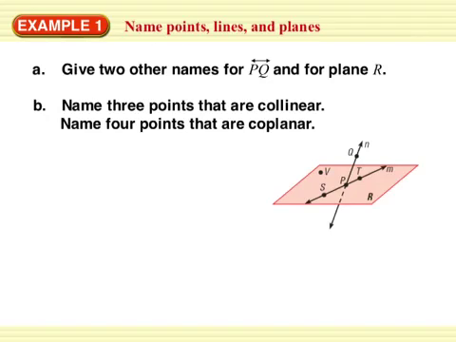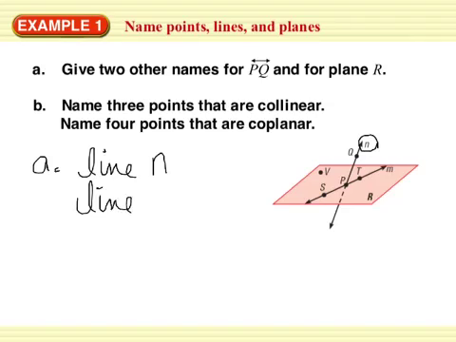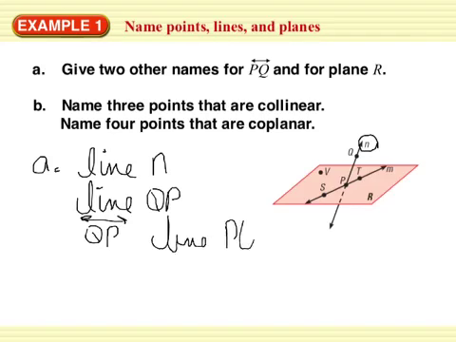First one, give two other names for line PQ and for plane R. So let's look. I have line PQ, is this one right here. I can name it line N because of that. Or I can name it line QP, or I can say line PQ. I gave you more than two answers.